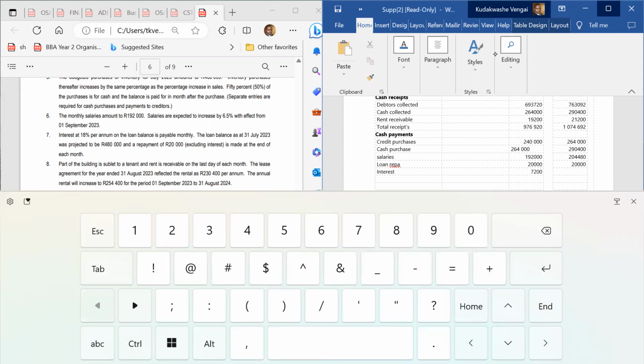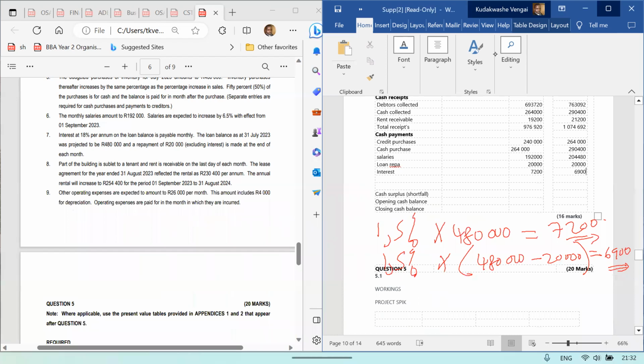$7,200 and 6,900. Okay, and then we go to the next one. Point number 8, we've dealt with that one already. Point number 9, other operating expenses are expected to be 26,000 per month. This amount includes 4,000 in depreciation.